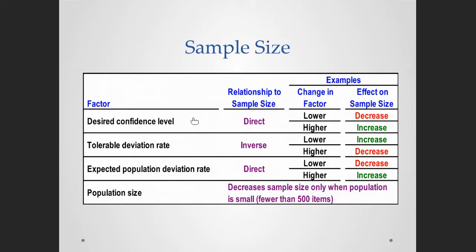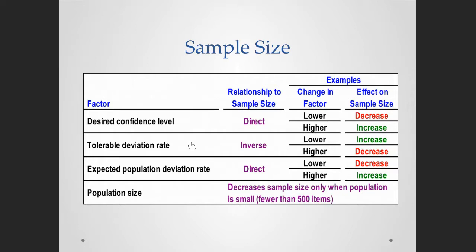What we have here is the desired confidence level, the first factor that affects the sample size. If we want a higher confidence level, if we want to be more confident that our sample is representative of the population, then we need to increase the sample size. So the higher the desired confidence level is, the higher the sample size is going to be. There is a direct relationship, and the opposite is also true. The lower the confidence level is, the smaller the sample size is going to be.